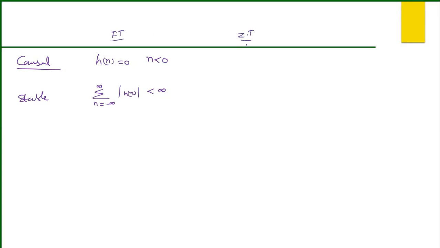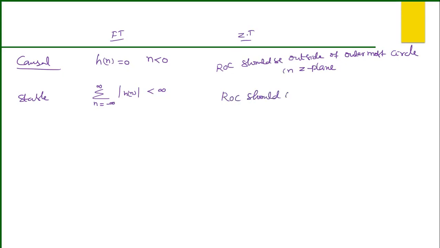In the Z transform, what is the condition for causality? ROC should be outside of the outermost circle in the Z plane. What is the condition for stability? ROC should include the unit circle. This is the condition for stability.